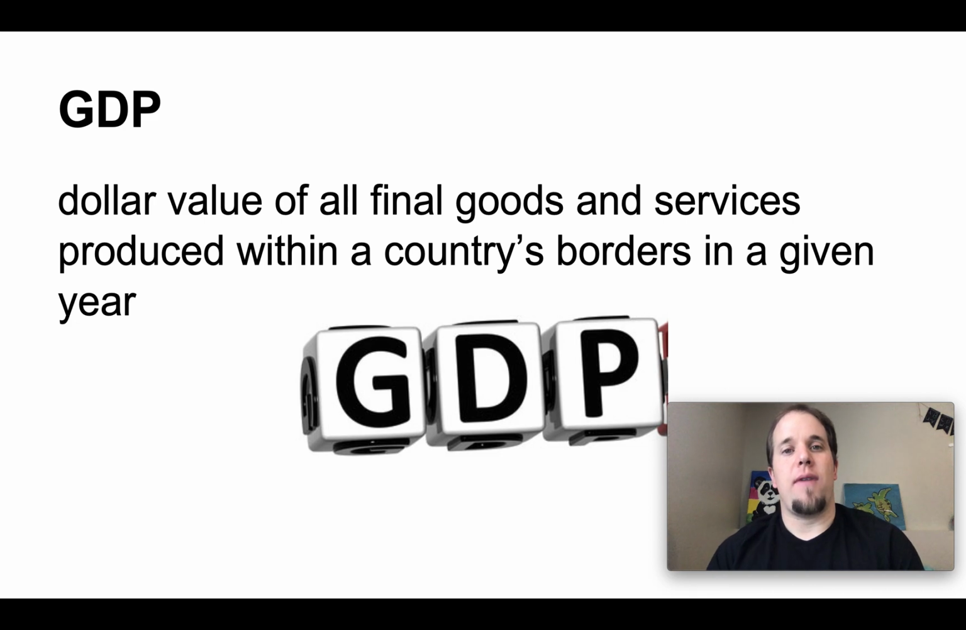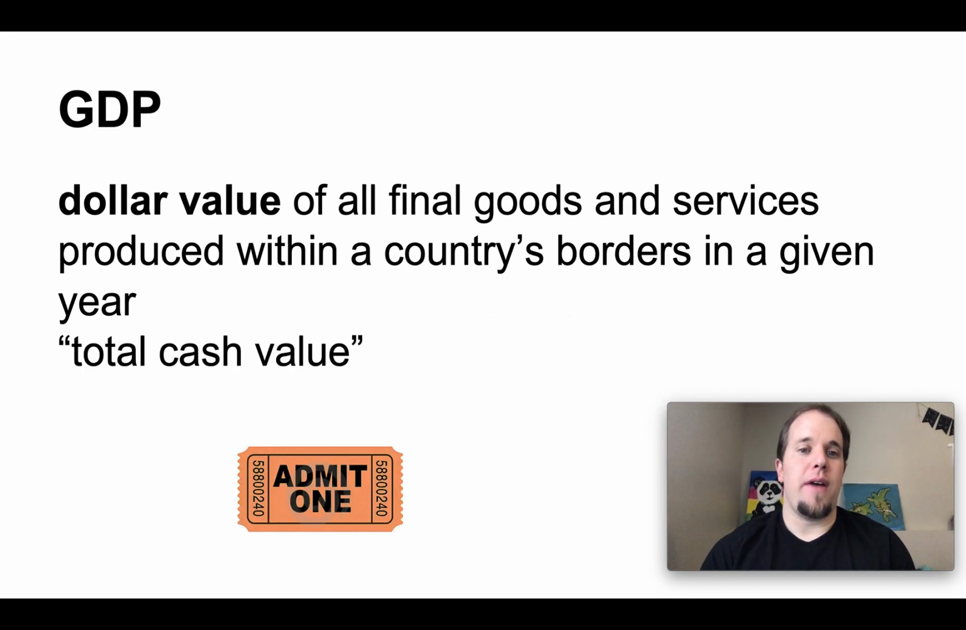Dollar value of all final goods and services produced within a country's borders in a given year. So let's break that down. First, dollar value. This means total cash value. So for instance, movie tickets. What is the total cash value at the end of the year of all the cash collected from movie tickets? Maybe it is memberships to different places. Maybe it is different types of foods, grocery stores, retail, clothing, shoes. Whatever it is, it's a collection of all this dollar value to get this total amount of value.